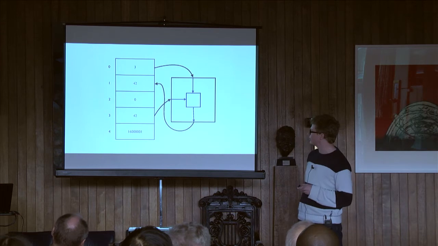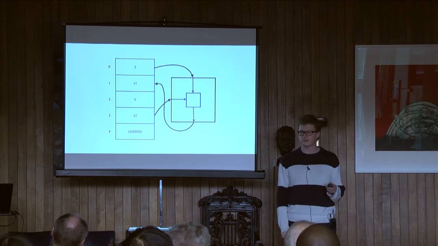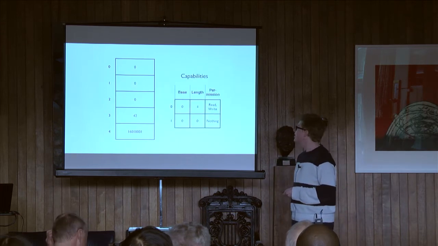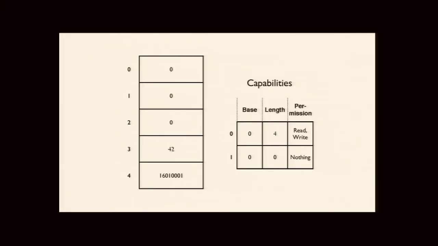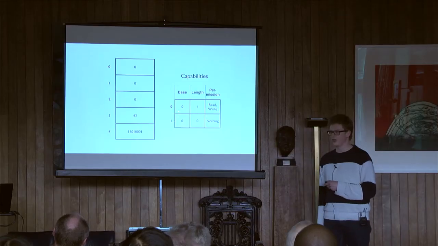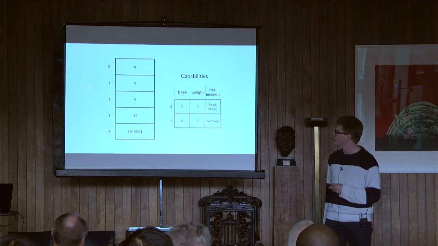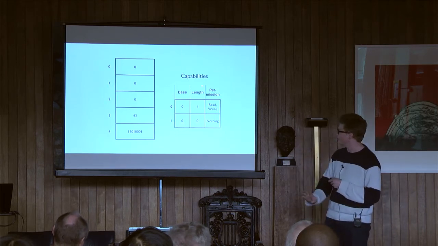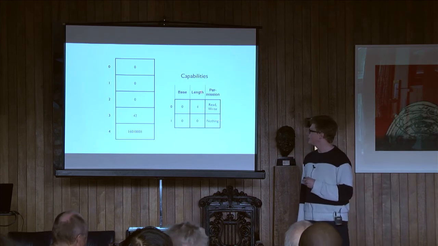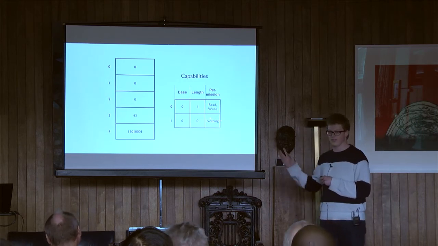Our solution to this problem is to break up computer memory into different parts. The first part is the normal memory that we've seen before, and the second part is what we call capabilities. You can see these are more complicated, which is a good thing. Our capabilities start off with one capability which has a base of 0, so that means it starts at 0, a length of 4, so of course it goes up to 3. And our permission is read and write, and the next capability is blank.